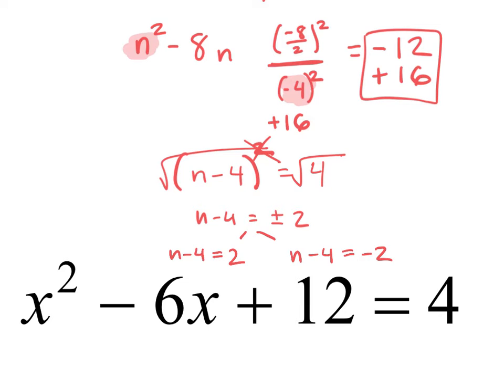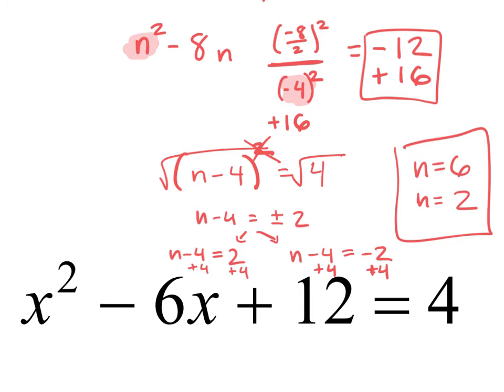How do we solve for n? How do we get rid of that? Add 4. So what's 2 plus 4? 6. So n is equal to 6. And then we do the same thing on the other side. We add 4. What is negative 2 plus 4? 2. So n is equal to 6 and n is equal to 2.